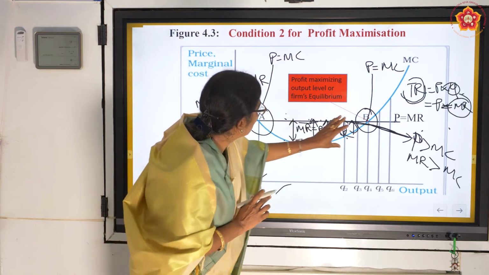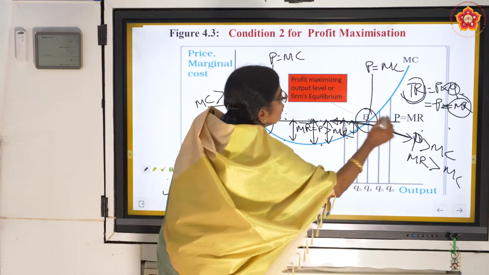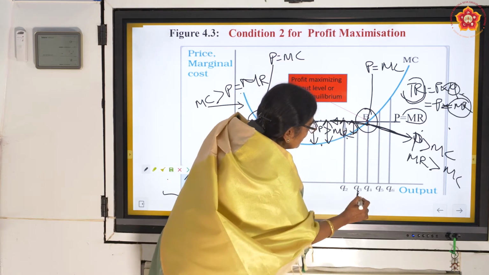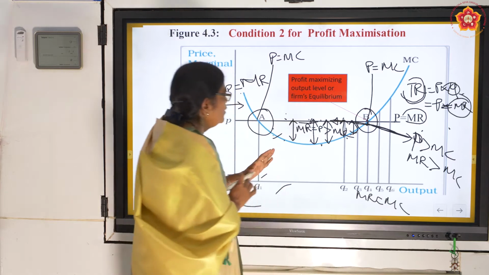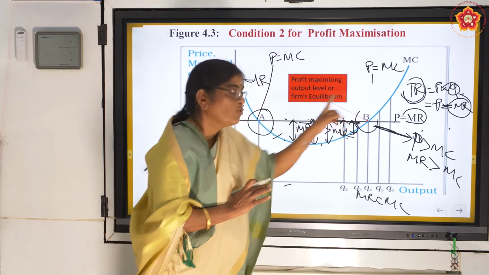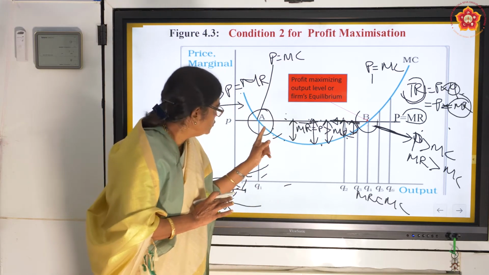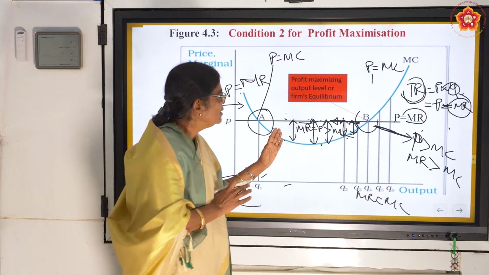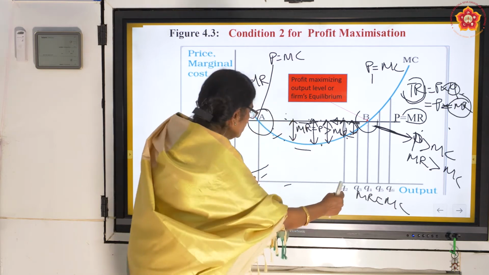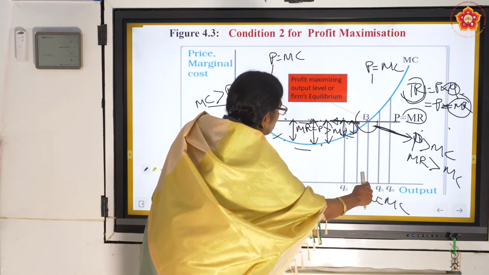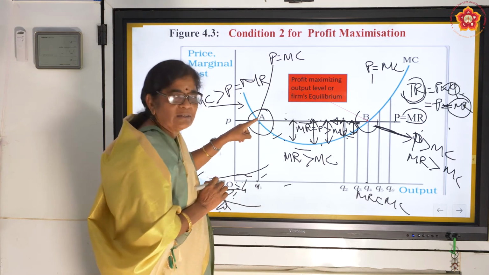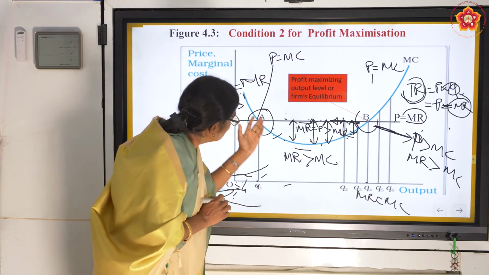Therefore, in this area you can see everywhere MR is greater and MC is below. Only at the point B, MR becomes equal to MC. Therefore, the MC curve must be upward sloping, not downward sloping. If you stop here, the firm is missing the chance to earn more profit without producing from Q1 to Q4, because from Q1 to Q4, MR is greater than MC. Therefore, we cannot take this point, even though P is equal to MC, because the MC curve is downward sloping.